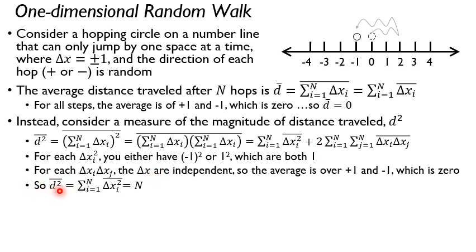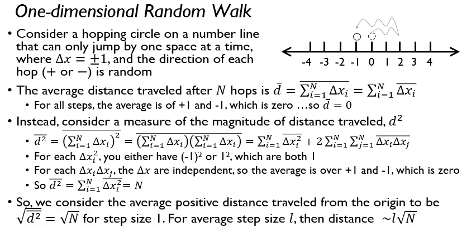average of the distance squared is just equal to the first term. All of these ones are equal to 1, and so you're just summing from step size 1 up to step size n of 1, so that average distance squared is just going to be equal to the number of steps you took. And this is for unit step size, so our step sizes are ±1. So then the average positive distance that you've traveled from the origin, you can just take the square root of this average distance squared, and that then is going to be equal to the square root of n for our step size 1.